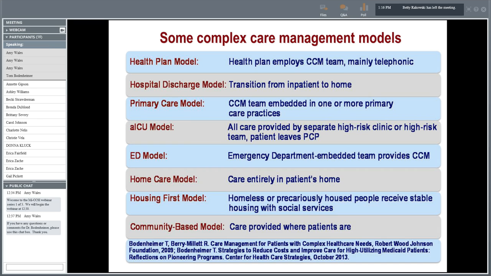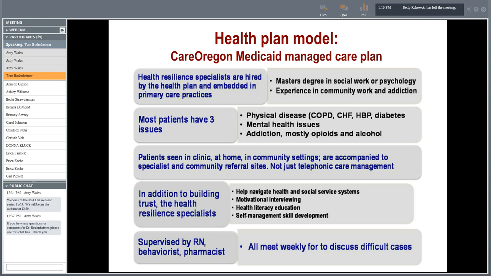So let's just look at some of these models, and I'm sure some of you are using some of these models. The traditional health plan model is a care manager that sits somewhere in the health plan building and calls up people that they've never met. This model does not work very well. I don't know the extent to which this model exists in Michigan where all of you are working. Does it? Not so much? Not so much. But good for you, because this model doesn't work.